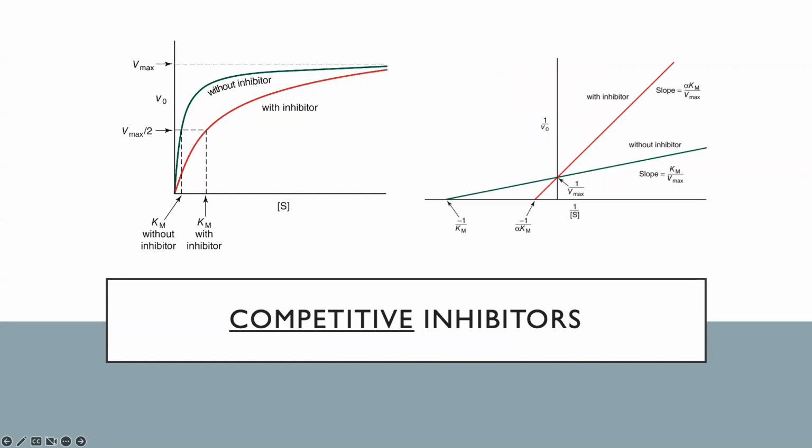They're going to increase the Km, but not affect Vmax. That is really important whenever you're trying to identify between the different kinds of inhibitors. Competitive inhibitors increase the Km, but do not affect Vmax, and so they're going to decrease the affinity for the substrate. You can overcome competitive inhibition by increasing the substrate concentration.